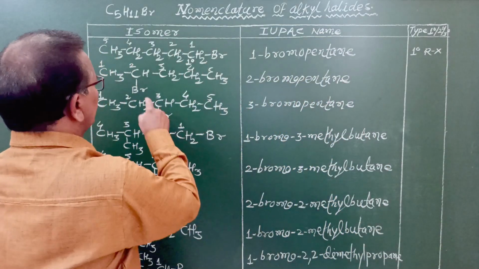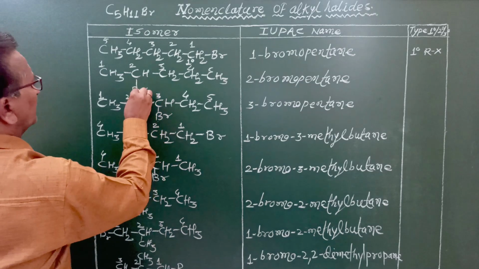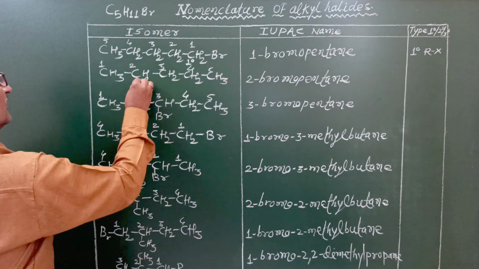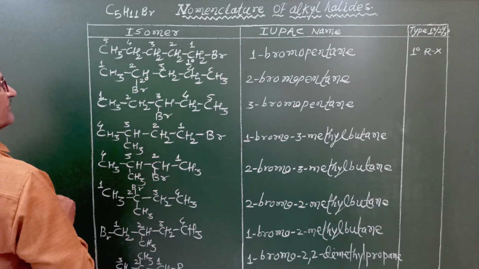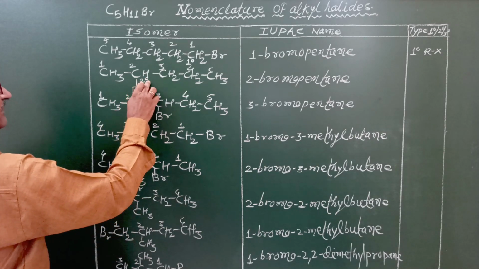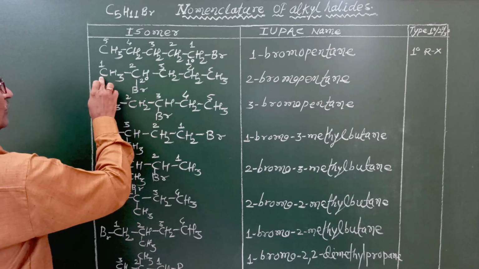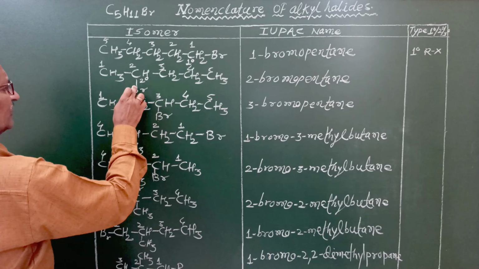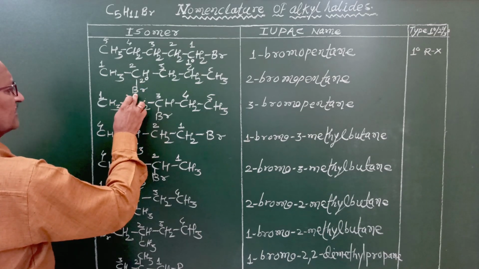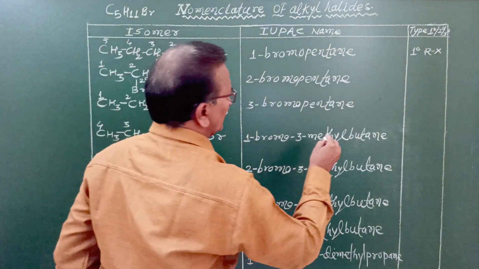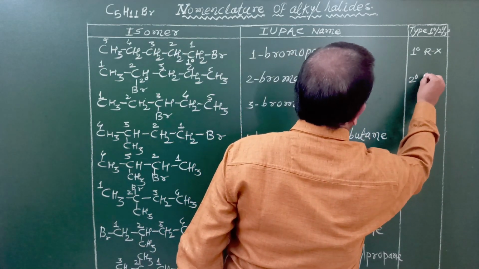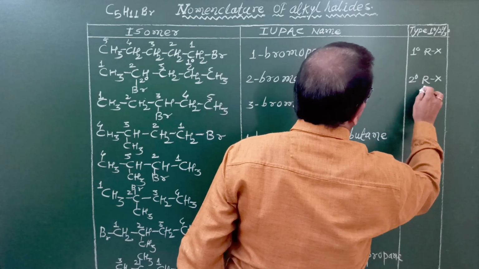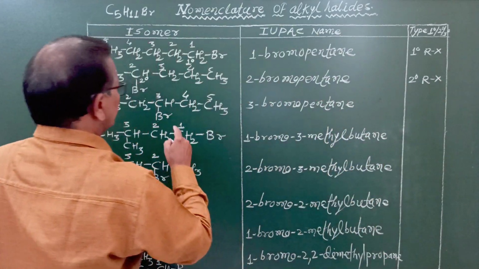1 degree alkyl halide. In this case, the bromine atom is bonded to a secondary carbon atom, or we can say 2 degree carbon atom. A secondary carbon atom is denoted as 2 degree because this carbon atom is bonded to other 2 carbon atoms. That's why this is a secondary carbon atom. And to this secondary carbon atom, the bromine atom is bonded. That's why this is an example of 2 degree alkyl halide. 2 degree RX. How to read this? Secondary alkyl halide.